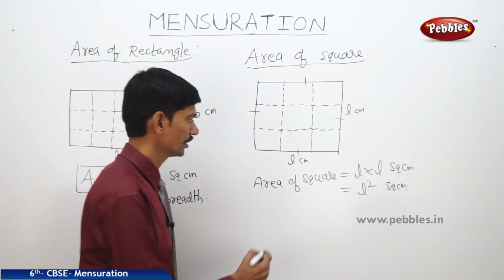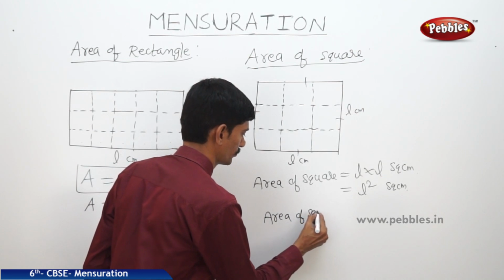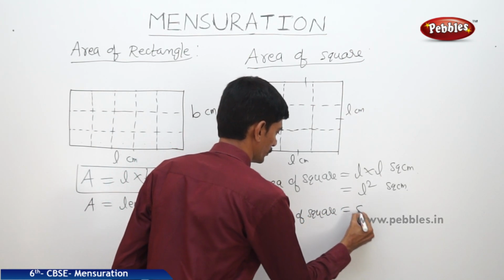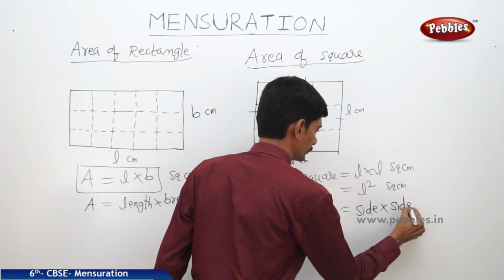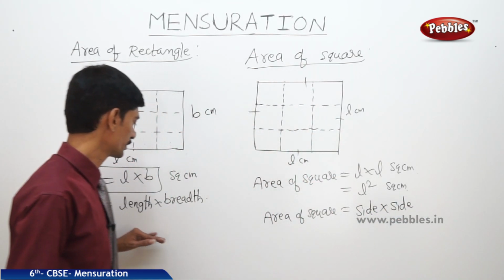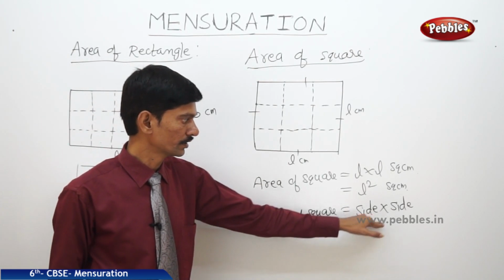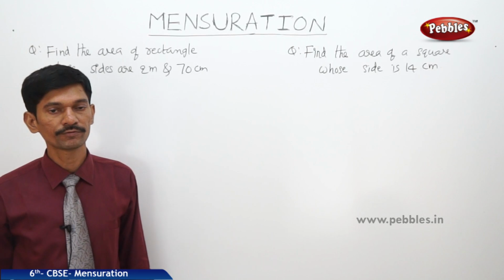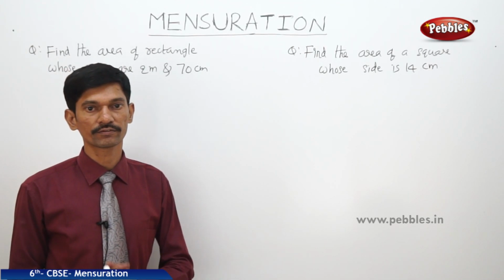Now we can write the area of a square as side into side, whereas the area of a rectangle is length into breadth and the area of the square is side into side. Now let us solve a few problems based on the area of a rectangle and the area of a square.